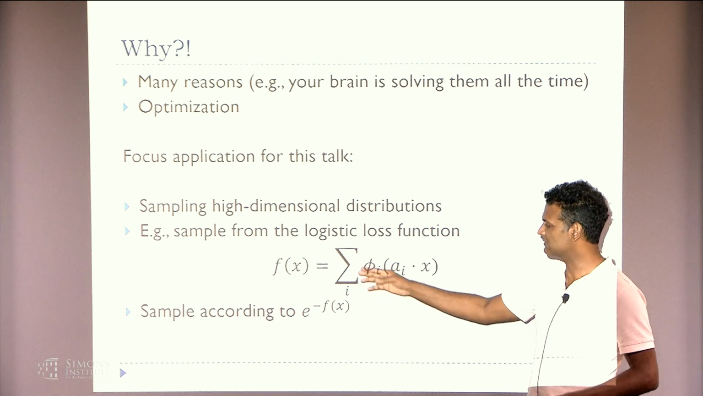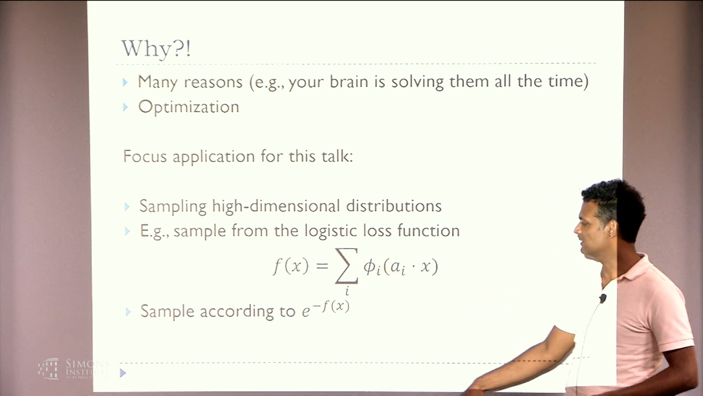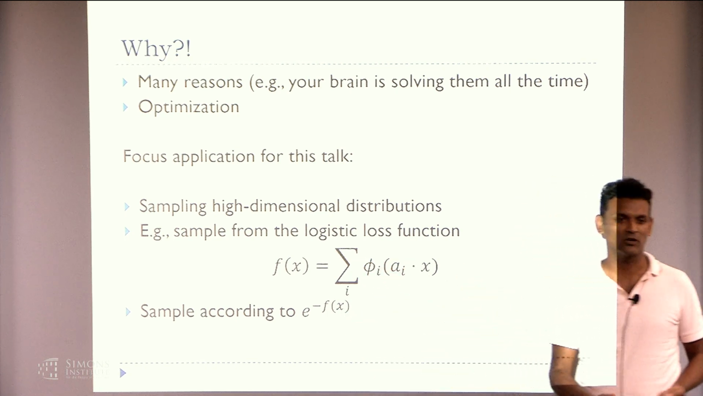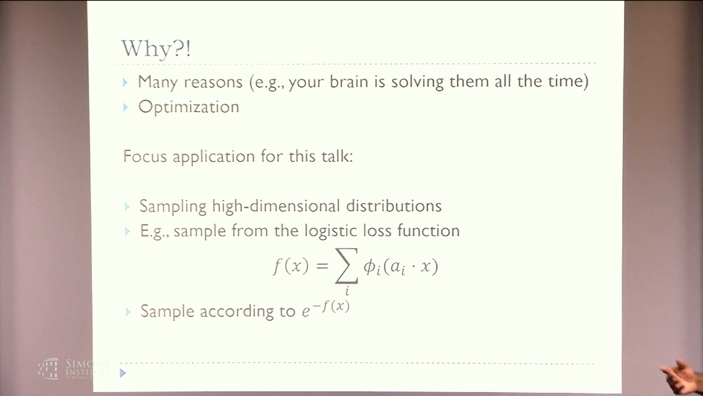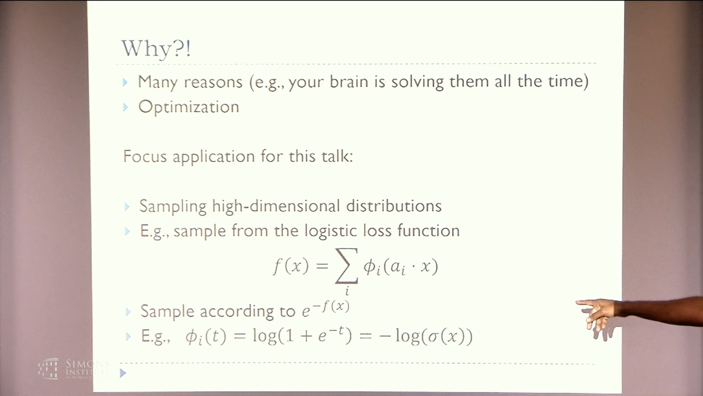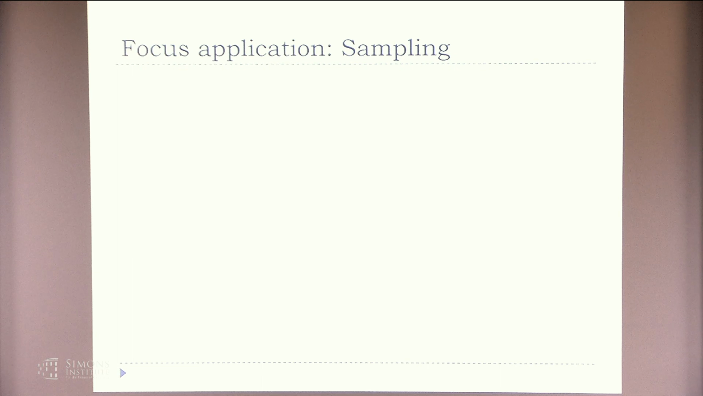So it's a sum of one-dimensional functions applied to inner products here, and you'd like to sample. So these are all convex. The whole thing is convex, and you'd like to sample according to this log concave density. This might be the probability of a model, and you're sampling according to loss. If you pick the phi to be, for example, this, what is this called? From the sigmoid, sorry? Logistic loss, then you would get the KL divergence is what you're sampling from, right? Good.